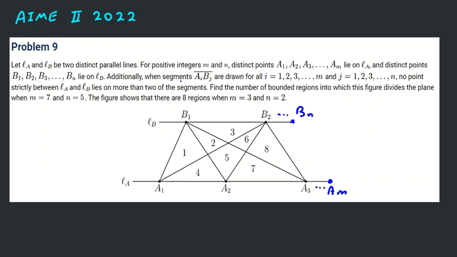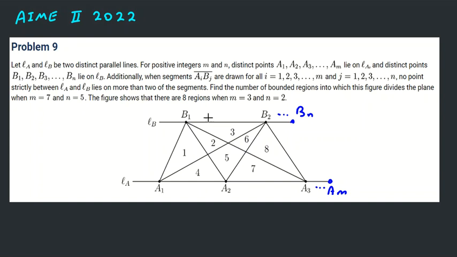Additionally, when segments AiBj are drawn for all i from 1 to m and j from 1 to n, no point strictly between LA and LB lies on more than two of the segments. It means that when we draw the lines, we don't have concurrent lines. Concurrent means we don't have three lines that pass through a common point inside between these two lines.